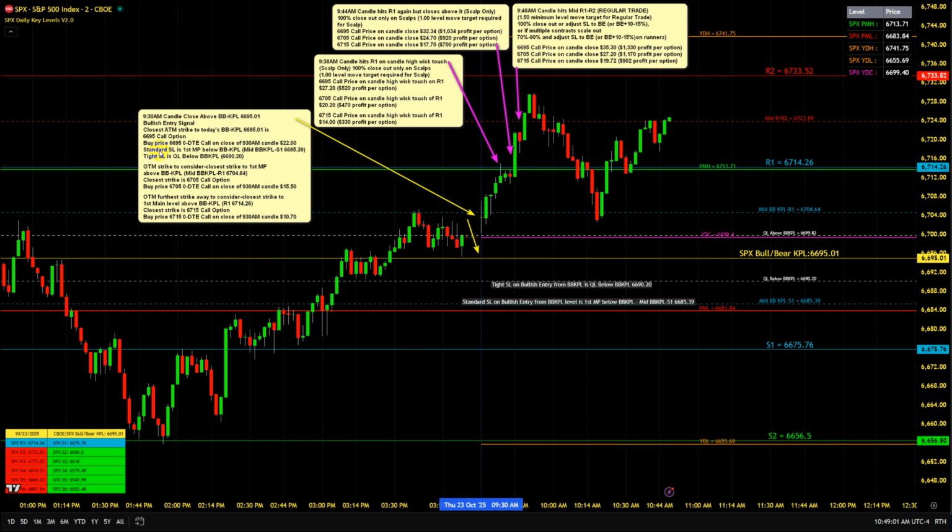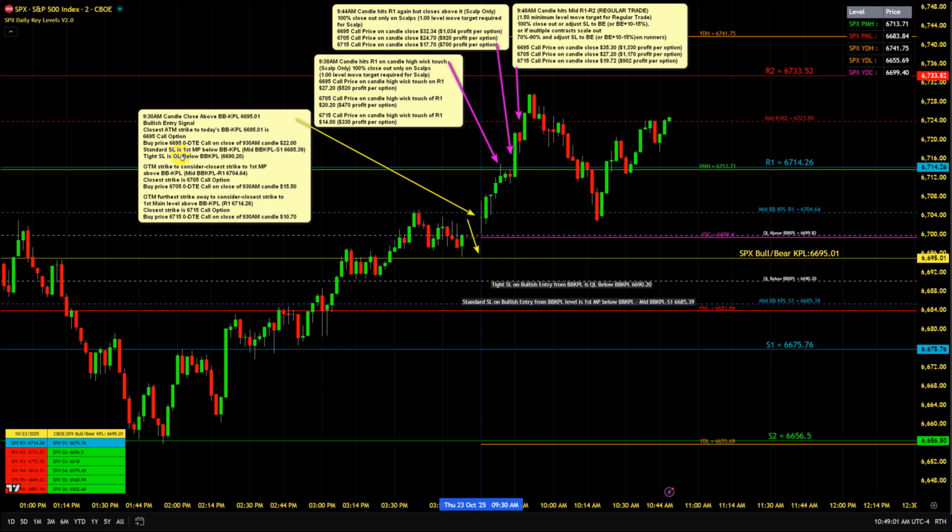We'll be looking at the Thinkorswim 2-minute charts for these options as well, so you can see the prices on the data boxes for the entry as well as when it hits these different levels. The buy price on the 6695 0 DTE call on the close of this 9:30 a.m. candle is $22. So one call option of the 6695 0 DTE is going to cost you $2,200. You multiply the cost that you're paying, 22 in this case, times 100, and that is your cost of one call option.